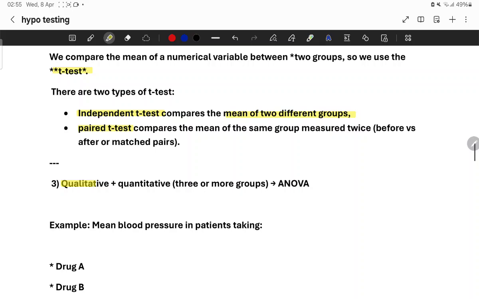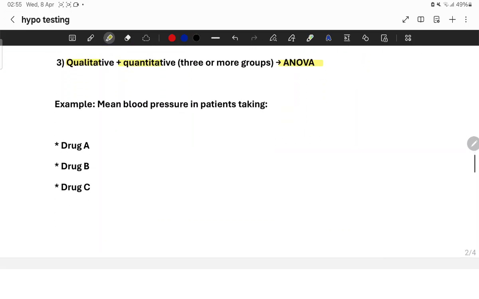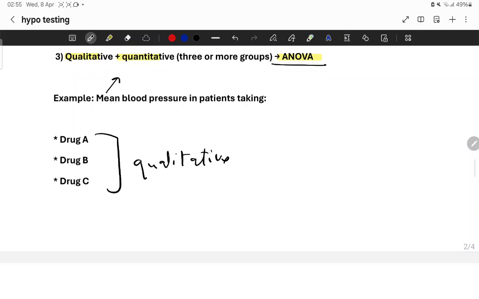What about if it's a qualitative and quantitative, but here there are 3 or more groups? So it's like the above, but there are 3 or more groups. We use the ANOVA. So mean blood pressure in patients taking drug A, drug B, drug C. So drug A, B, or C are qualitative, but there are 3 groups and the mean is quantitative. So we use the ANOVA.